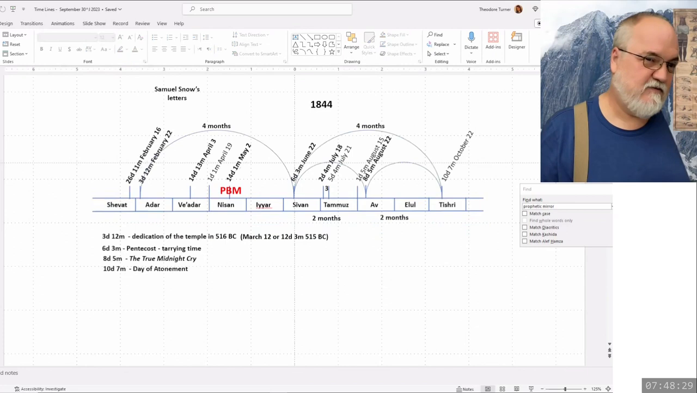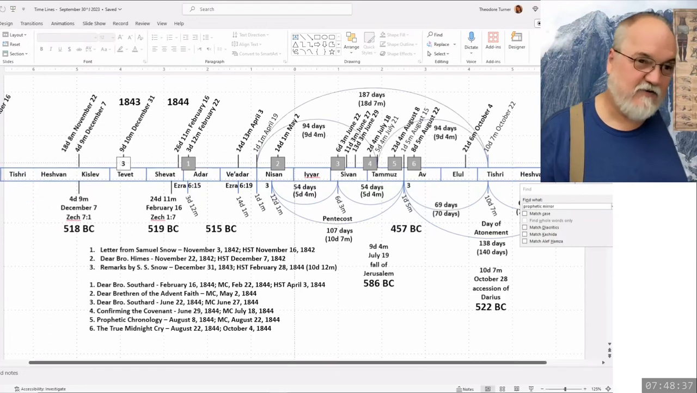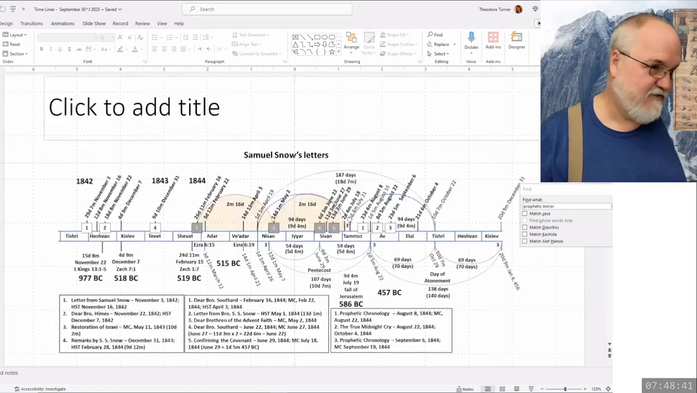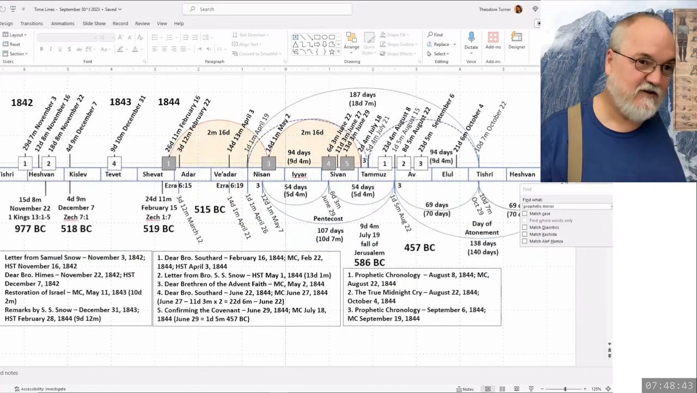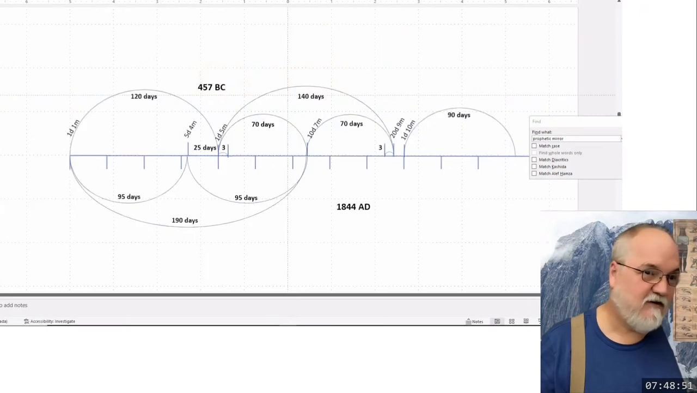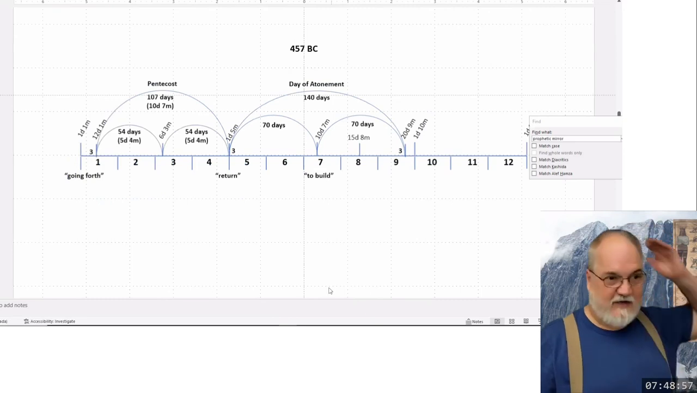I'm just going to find this here. I know I have a chart with it, but I just don't know where it is. I have lots of different charts. I don't know if I got rid of that one. Oh, here, this one has it.